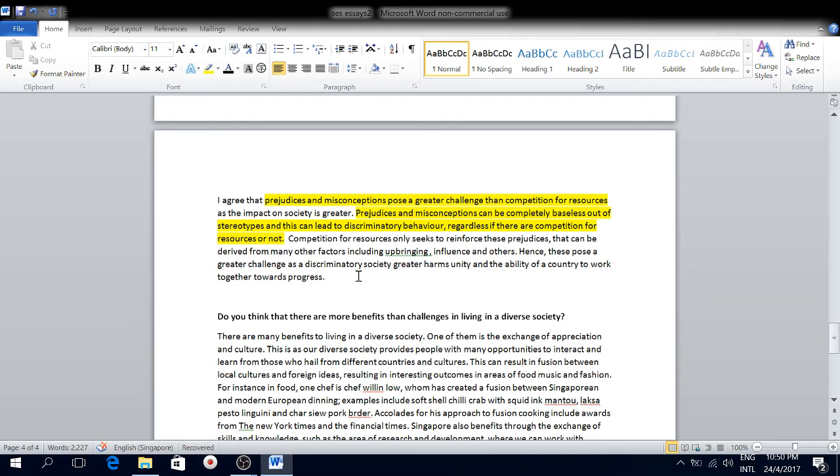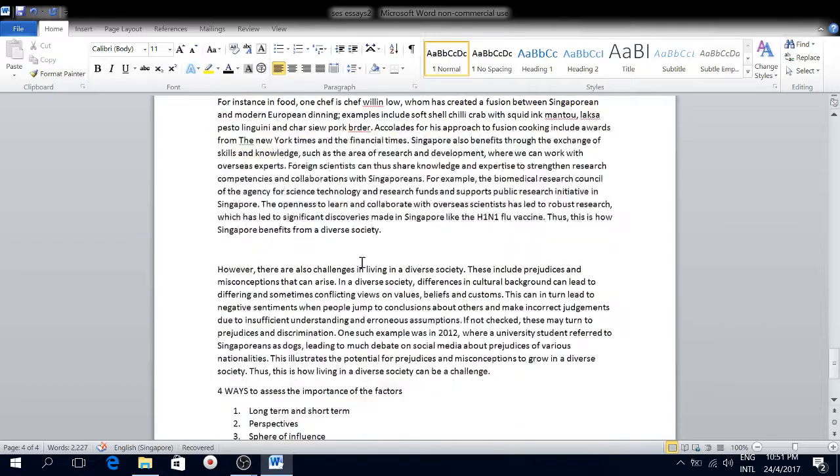So in this case, I'm looking at the root cause. For me, the root cause is more towards prejudice. That is when people are going to be upset over the competition for resources, if you know what I mean. Okay?